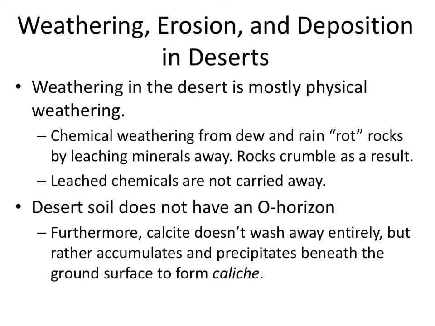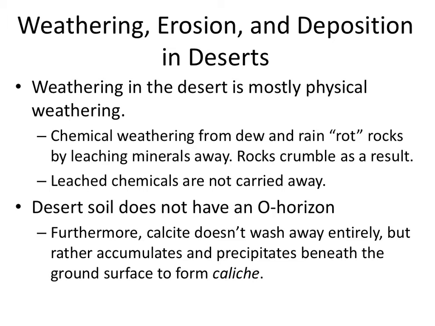So here we have weathering, erosion, and deposition in deserts. So weathering in the desert is going to be primarily physical weathering. The reason being is we don't have a lot of water, and we know that water is critical for chemical weathering in order to get the oxidation, in order to get the hydrolysis. So this results in a desert landscape being very crummy. And I use that word on purpose.